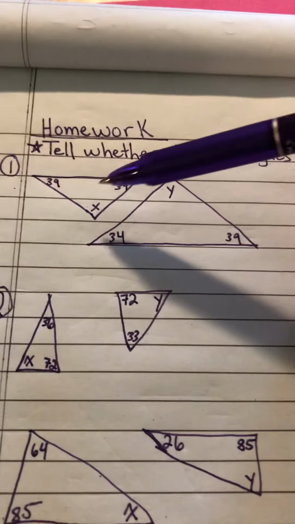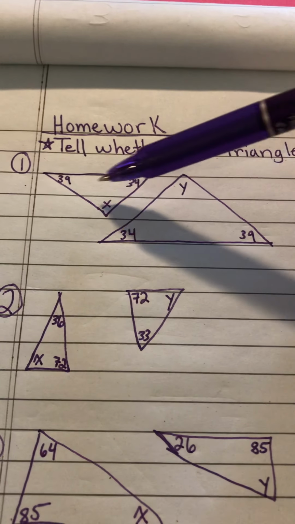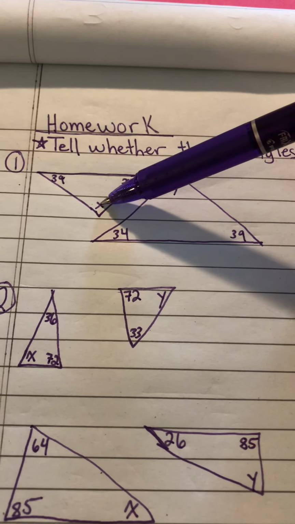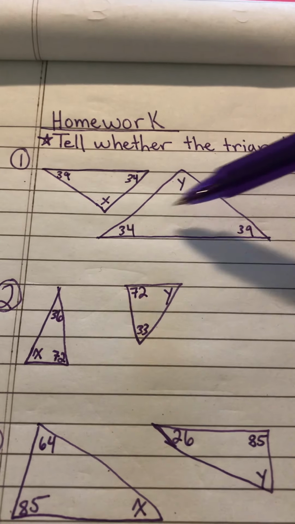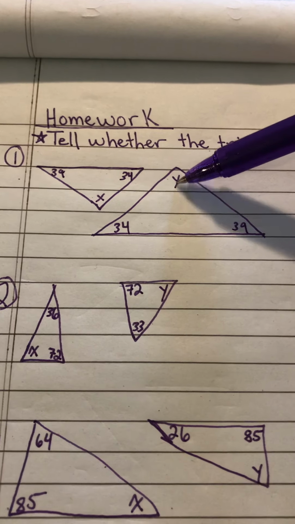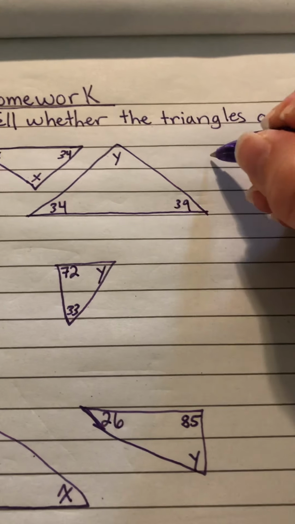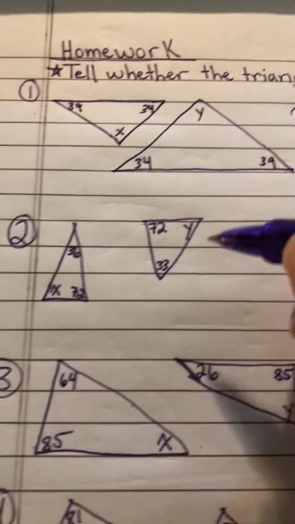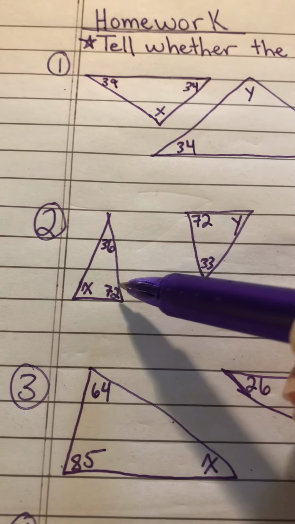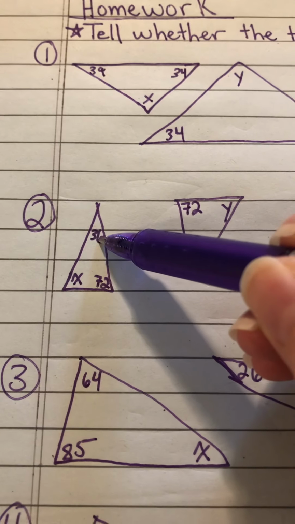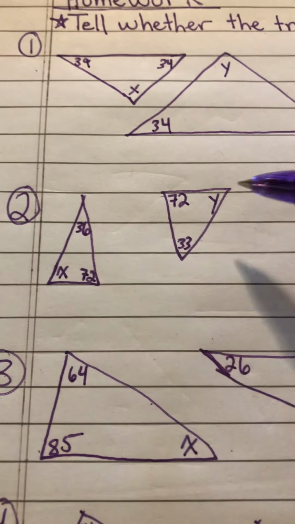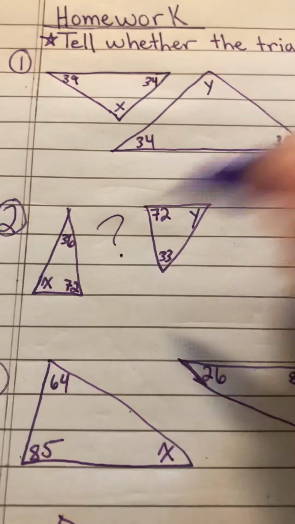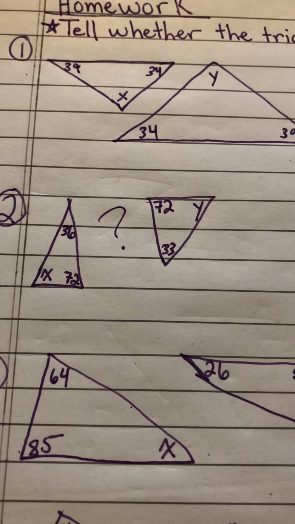All right, so here's problem number 1. We have 2 triangles here. We have a 39-degree angle, a 34, and then we have angle X. On this one, we have a 34-degree angle, a 39-degree angle, and an angle Y. You are telling me, are those triangles similar? Why or why not? Number 2, we have a 72, a 36, and an X. And in this triangle, we have a 72, a 33, and a Y. Are those triangles similar? Why or why not?